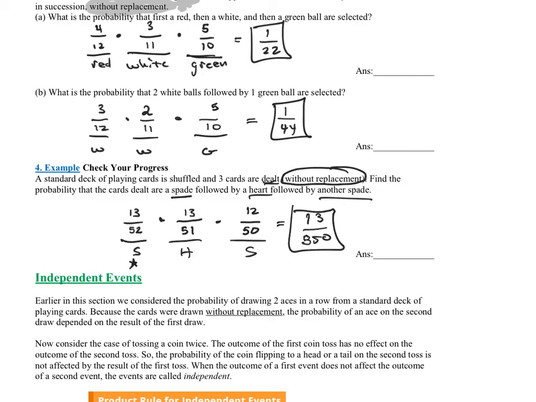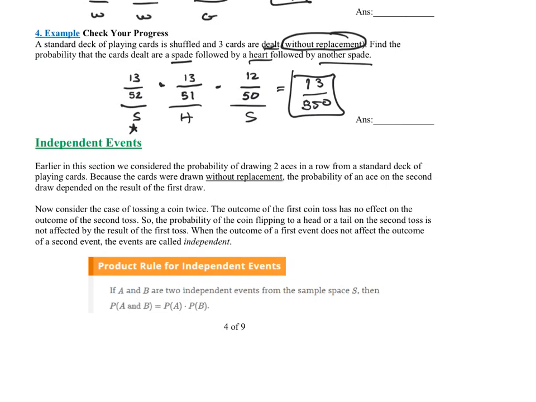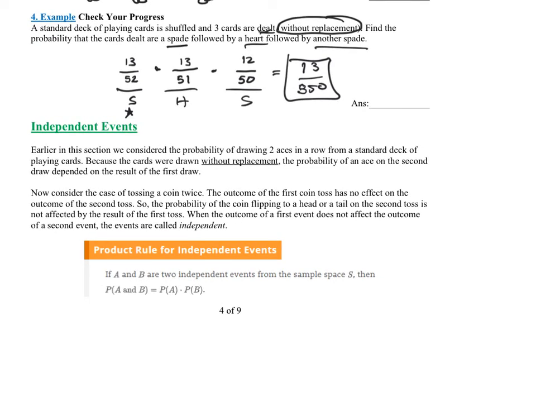All right. Let's move on to independent events. It says earlier in this section, we considered the probability of drawing 2 aces in a row from a standard deck of playing cards. Because the cards were drawn without replacement, the probability of the ace on the second draw depended on the probability of the first draw. So what we did was we said that first ace was 4 out of 52, and then we said the second ace, because that card was not put back, there were only 3 aces left in 51.